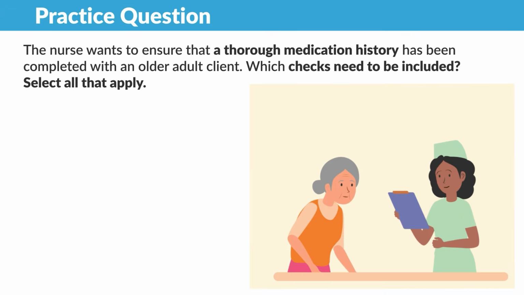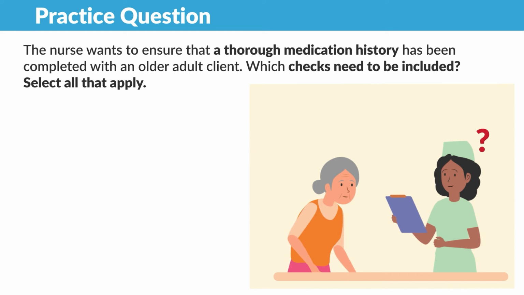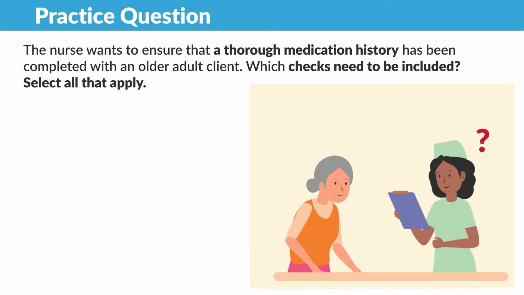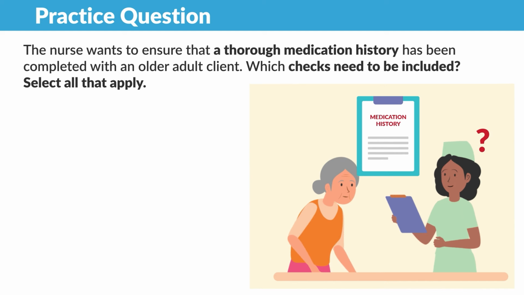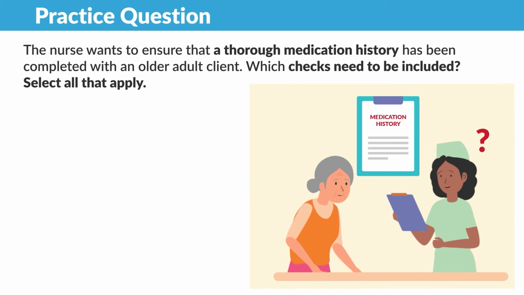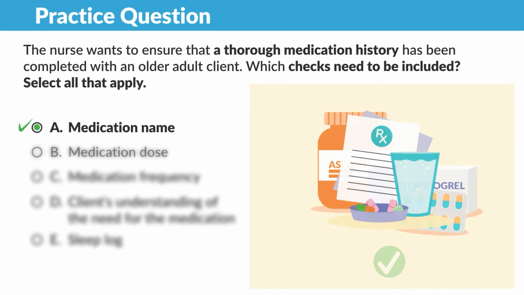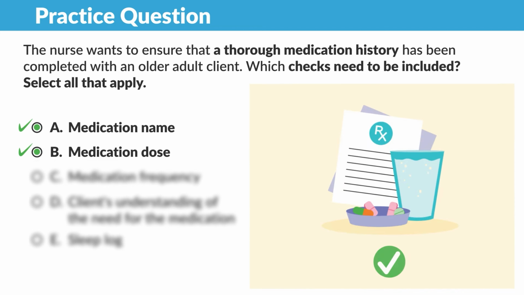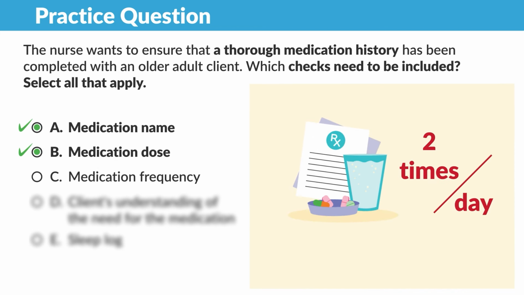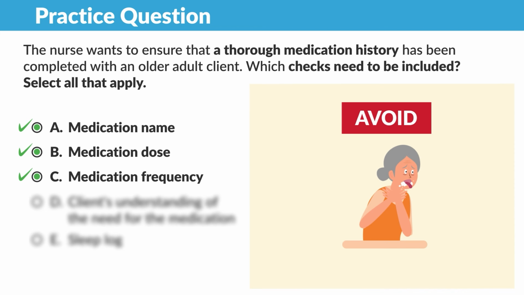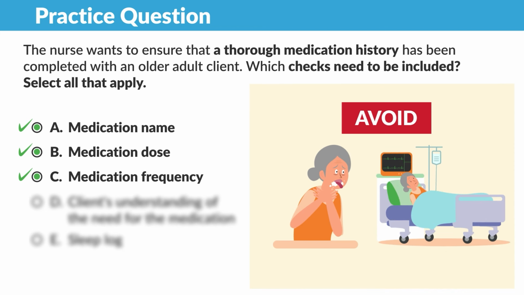Now for a practice question. The nurse wants to ensure that a thorough medication history has been completed with an older adult client. Which checks need to be included? Select all that apply. Okay, let's look at our options. Medication name, yes. Medication dose, yes. Medication frequency, of course. We do all of these in order to avoid adverse medication events that can lead to hospitalization, especially for our older adult clients.